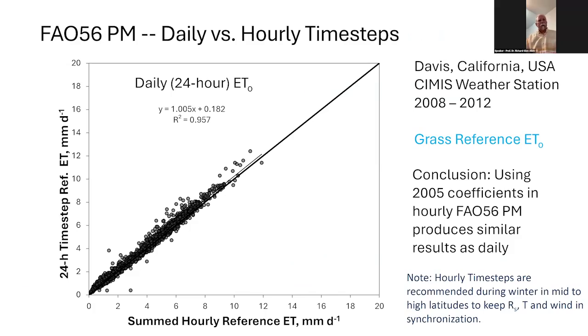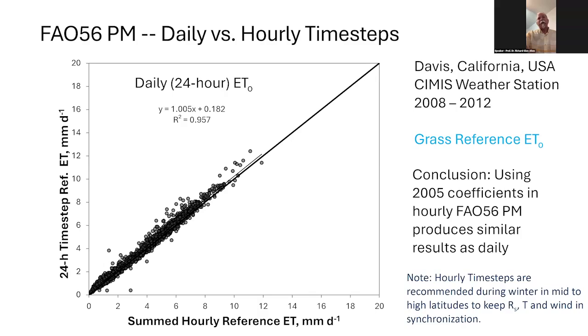Here's just an example from Davis, California, of calculating reference ETo using a daily time step on the vertical axis versus calculating it hourly and then summing it over 24 hours. This is over a 5-year period, and we can see very good consistency between the two time steps. So the conclusion is it doesn't really matter which time step you use.